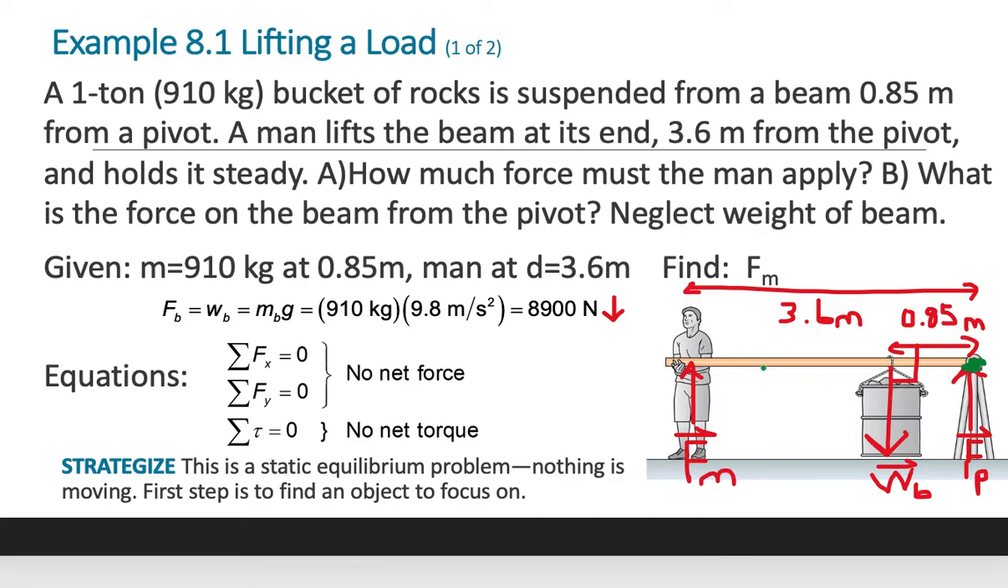Now that we've drawn our picture and our free body diagram, we know we want to find this force of the man. This is our goal. We want to use our equations. The only equations we're given are Newton's second law, sum of the forces in x equal to 0, sum of the forces in y equal to 0, and our torque equation, sum of the torques must equal 0. We have nothing going in the x direction, so we can eliminate that part. We only need to work with the sum of the forces in the y direction and the sum of the torques.